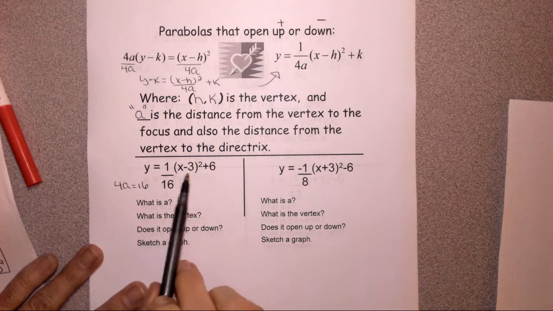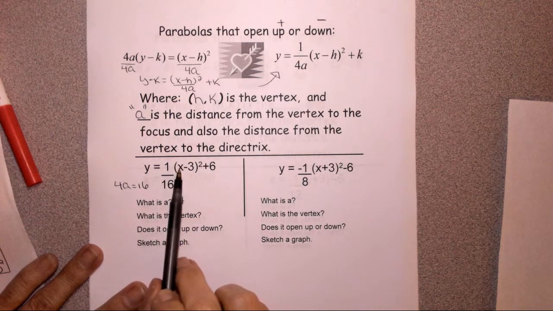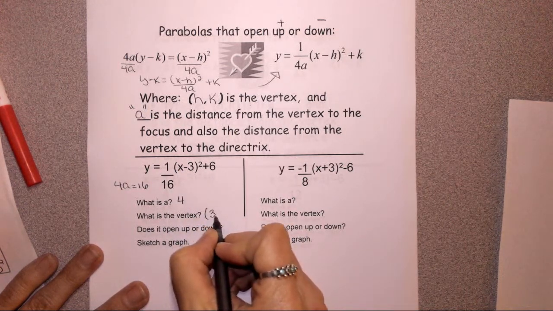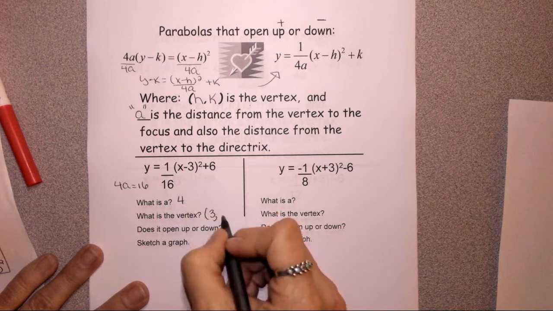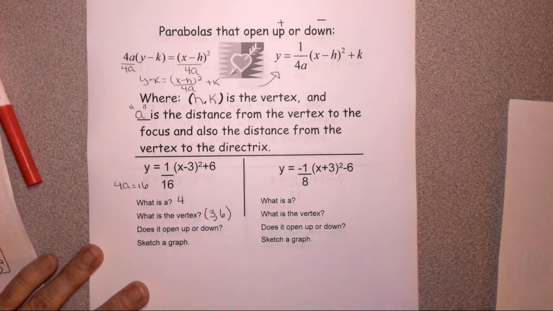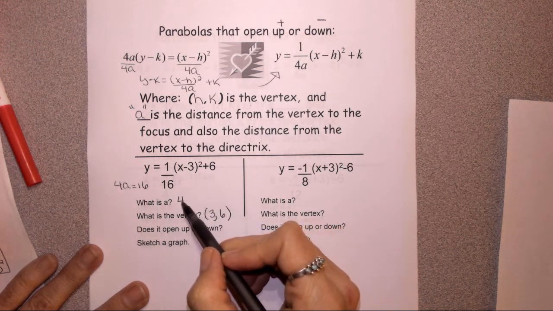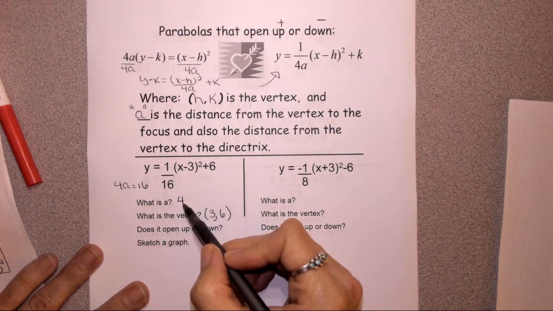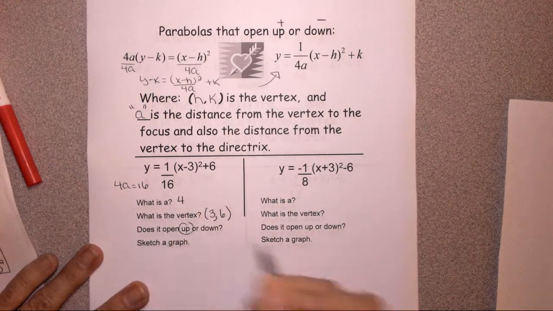Your vertex, remember, is whatever is written in here. I'm going to do the opposite of inside. So this is an x inside, and it's a negative 3, so my vertex x-coordinate is going to be positive 3. And then this right here is going to give me the y coordinate, and you just do exactly what it says. So the vertex is (3, 6). The distance from the vertex to the focus is 4, and the distance from the vertex to the directrix is also 4. This parabola is going to open up because it's positive.